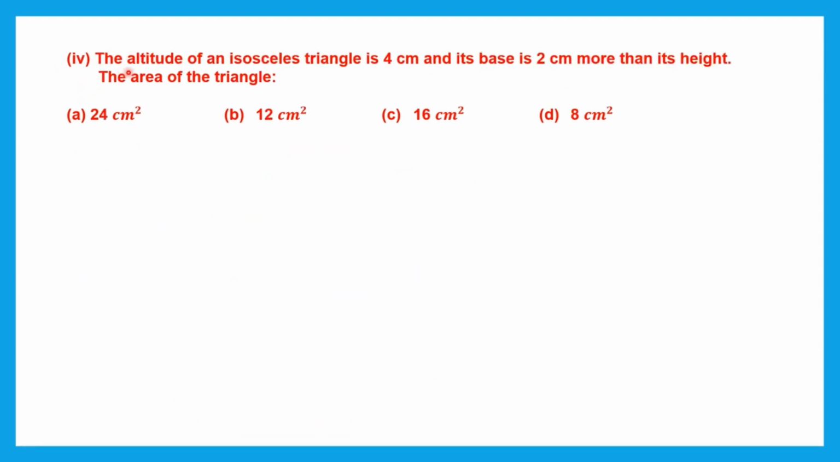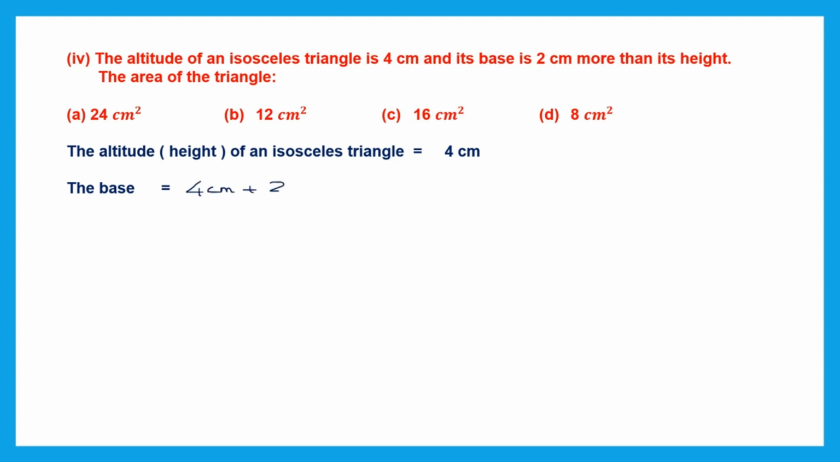Question 4. The altitude of an isosceles triangle is given as 4 centimeters and its base is given as 2 centimeters more than its height. Now we have to find the area of the triangle. So now when we say altitude, we are talking about the height. The height of an isosceles triangle is given to us as 4 centimeters. Now the base, we are told, is 2 centimeters more than the height. So if the height is 4 centimeters, the base is 4 centimeters plus 2 centimeters. So the base is 6 centimeters.